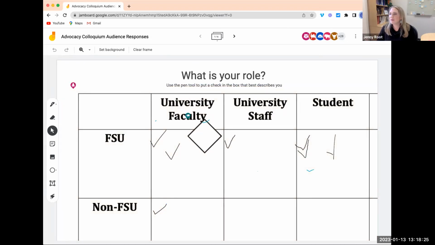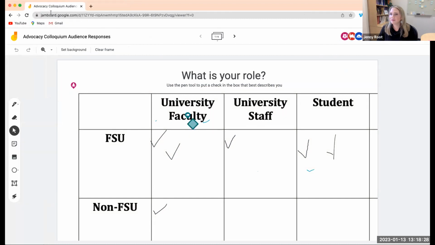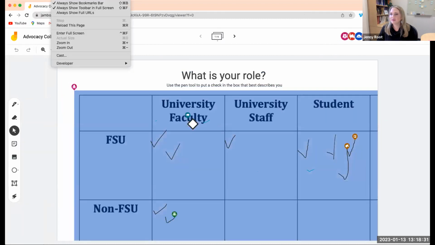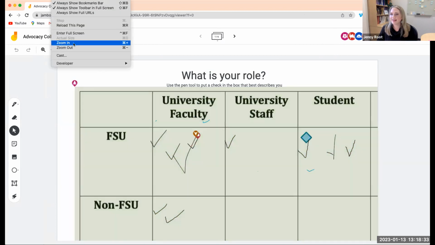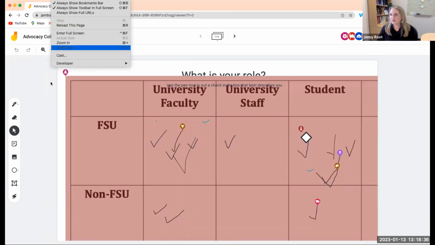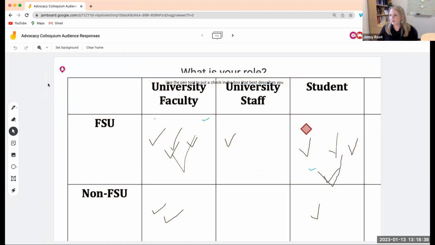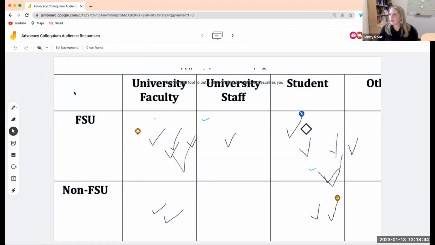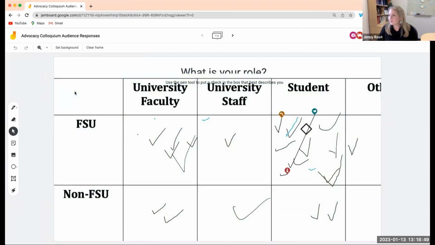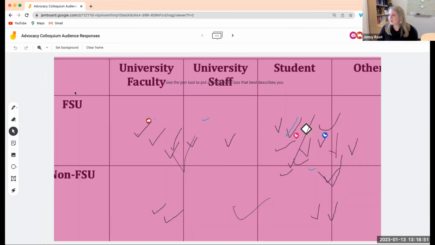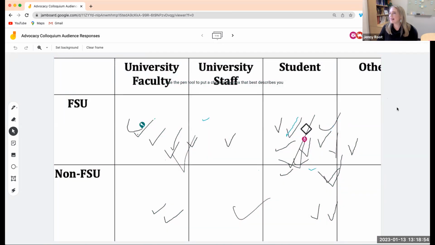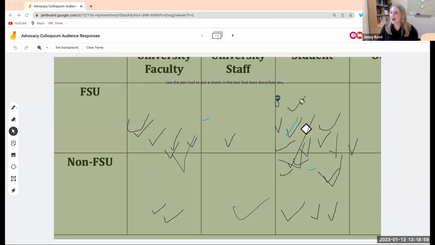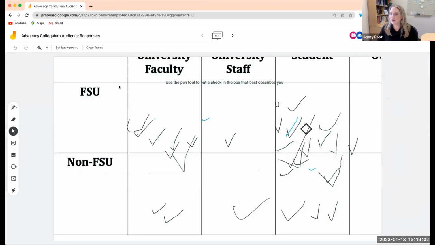Oh yes, I see I didn't lock that. All right, it looks like we have a lot of FSU faculty and some non-FSU faculty and students, as well as some university staff. Oh, that's interesting, Rob says he got a message of too many people. I've never had that before, but good to know. I'll let you all keep indicating that so you can see who each other are.